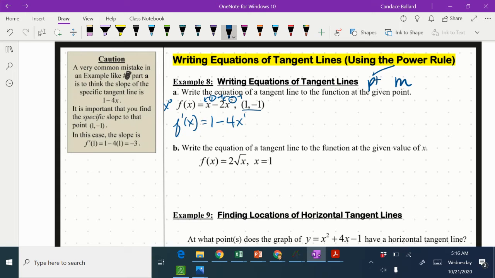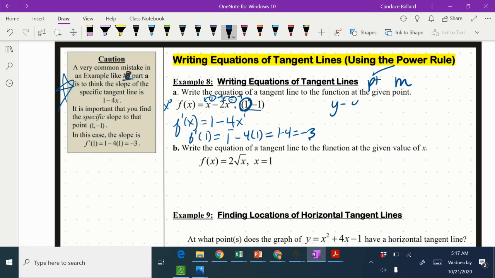Now, you have to be careful because when you're talking about the slope, there's a little typo there, it should be 8. It's very common to think that the slope is this 4 right here. It is not. You actually need to use this equation to make a calculation for what happens at this specific point, 1, -1. So I'm going to actually need to plug in the value of 1. So I've got 1 minus 4 times 1, which is 1 minus 4, which is -3. So my slope is -3.